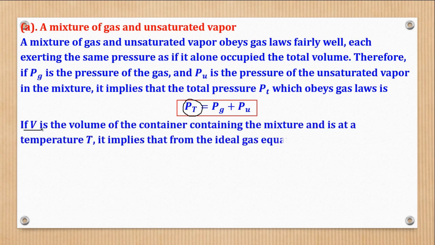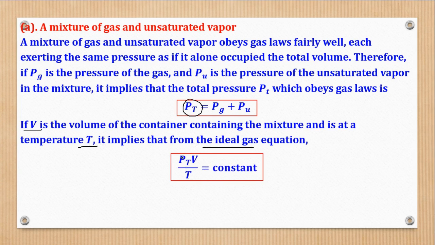So if V is the volume of the container containing the mixture and is at a temperature capital T, it implies that from the ideal gas equation, Pt times V divided by T is equal to a constant. So when it is a gas and unsaturated vapor, we use total pressure in the gas laws.